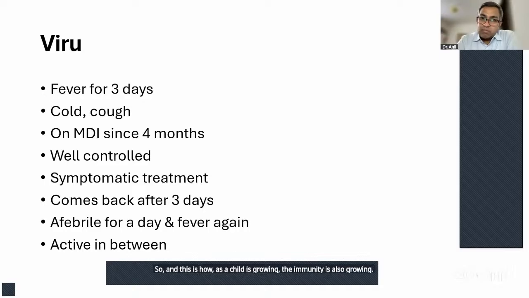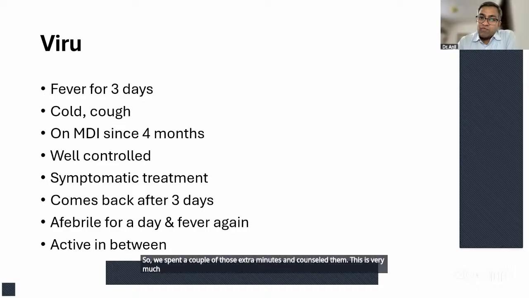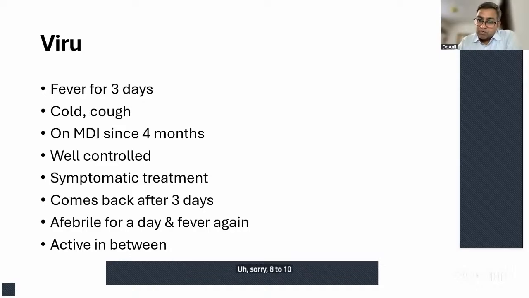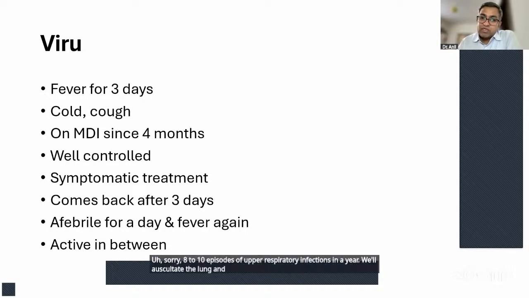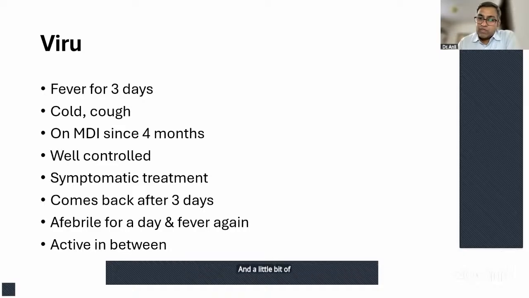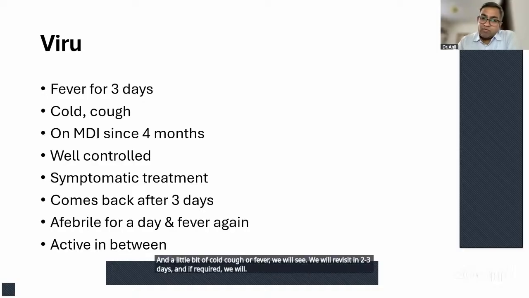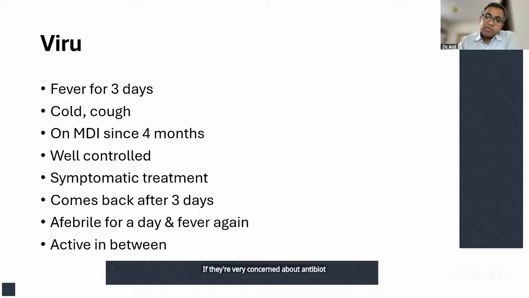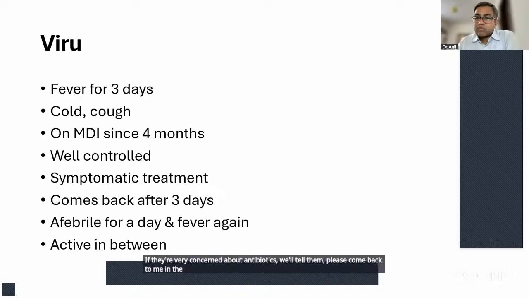So we spend a couple of extra minutes and counsel them. It is very much normal to have 8 to 10 episodes of upper respiratory infections in a year. We'll auscultate the lung and reconfirm that the lung is very clear, the child is fine, and has a little bit of cold, cough or fever. We will revisit in 2-3 days. If they're very concerned about antibiotics, we'll tell them, please come back to me in the next 48 hours. We'll see how it goes and take it from there.